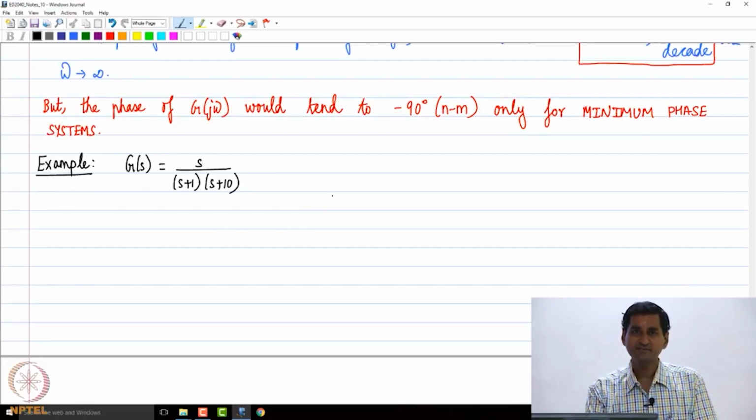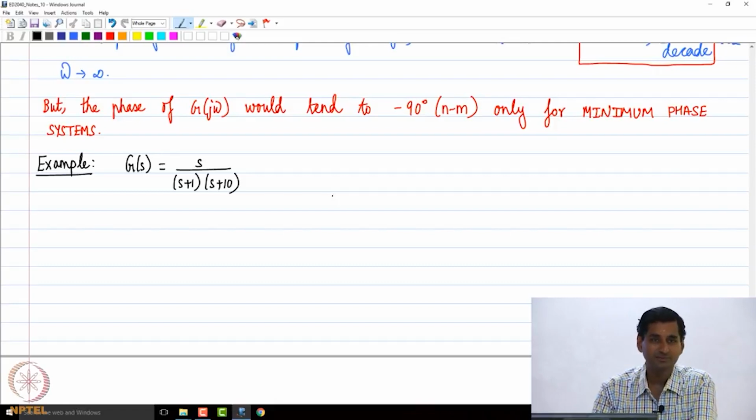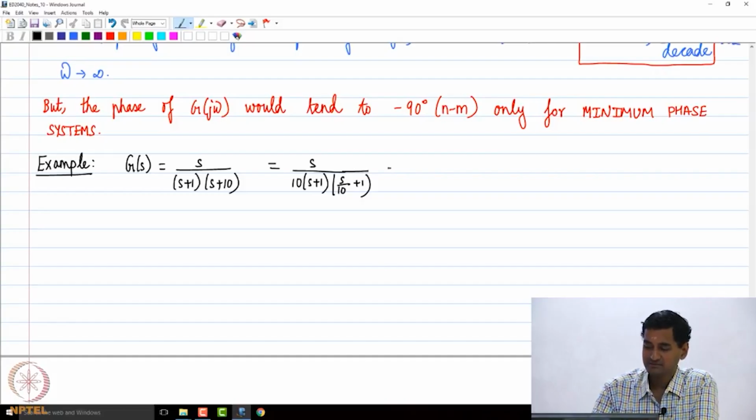Is it already in that structure? Not really, right. So, what should I change? See, in the s plus 10 term in the denominator, I should make the constant term 1, right. So, I just pull 10 out. If I do that, I am going to get s by 10 plus 1. Okay. So, this will give me 0.1 s divided by (s plus 1) times (0.1 s plus 1).